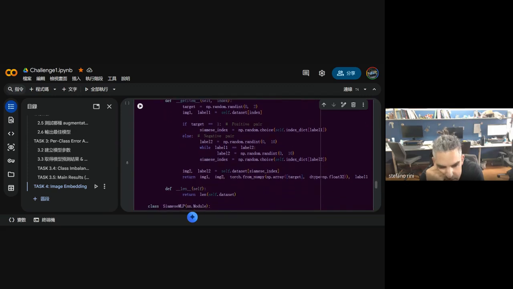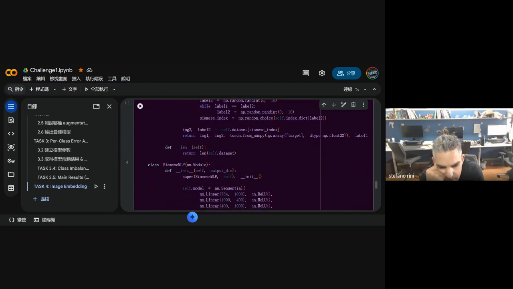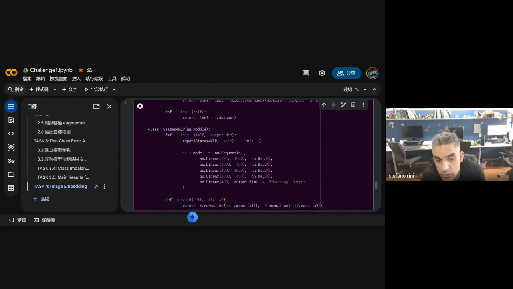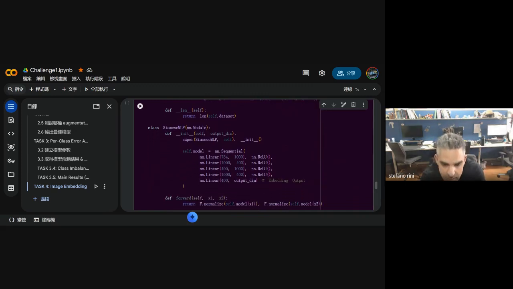Random choice. Okay, so that means MLP. Okay, so this is the network. So this is not conv, right? This is not a convolutional network. It's only linear.